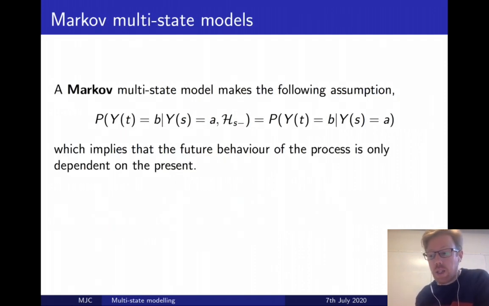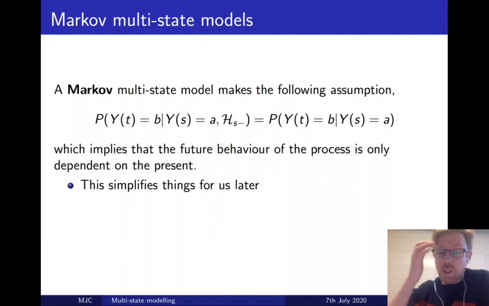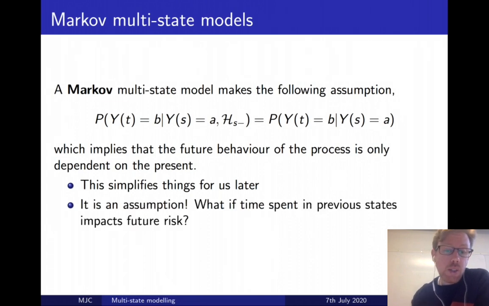Now quite often we make the Markov assumption. Now a Markov multi-state model makes the following simplification. It implies that my transition probability is only dependent on the present. So we lose that conditional dependence on the past trajectory. We're only conditioning on being in state A at time s. Okay, so it's implying that the future is only dependent on the present. Now this simplifies things a lot for us later, but of course it's an assumption.